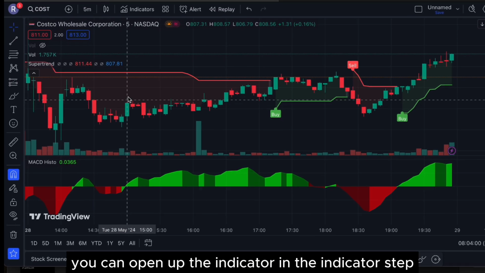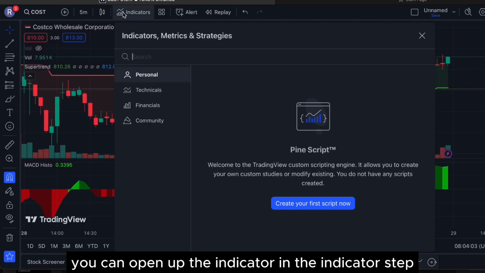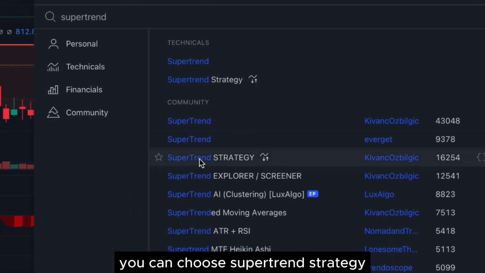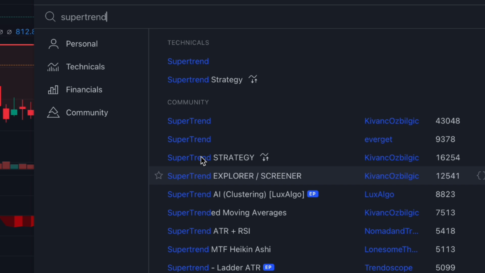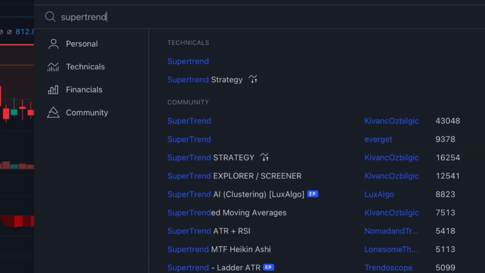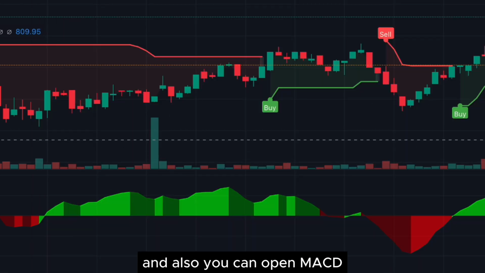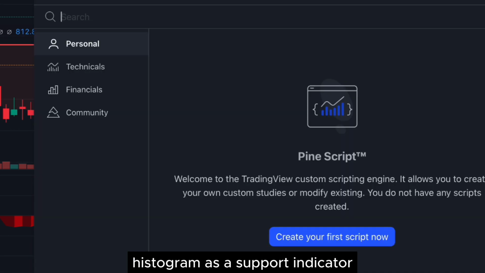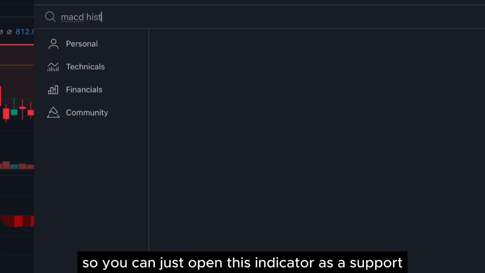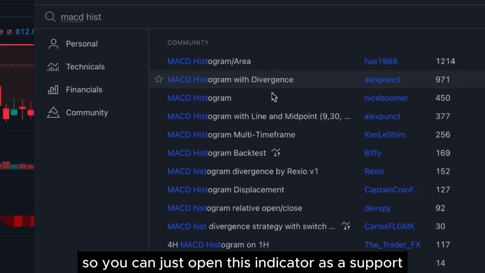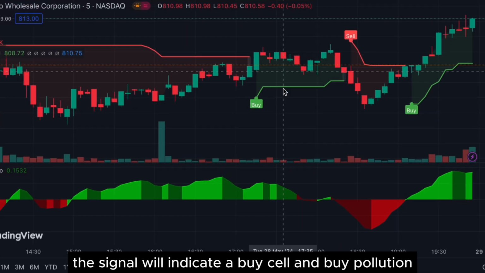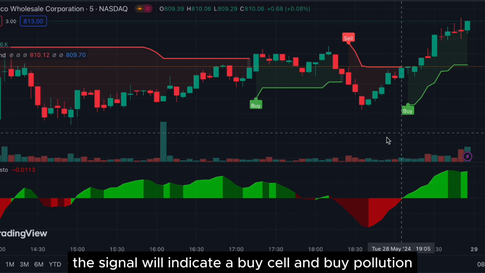First of all, you can open up the indicator. In the indicator step, you can search for super trend. You can choose super trend strategy. So basically you can choose super trend strategy by key1. So you can just open it up, and also you can open MACD histogram as a support indicator to support any buy or sell position. So you can just open this indicator as a support. So as you can see, the signal will indicate a buy, sell and buy position.